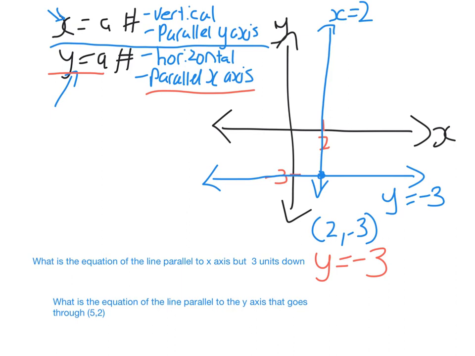So if I'm asked the question, what is the equation of the line parallel to the y-axis that goes through the point 5, 2? So remember, parallel to the y-axis means it's going to be one of these, x equals something, just a number. Now, because it goes through the point 5, 2, the x-coordinate is 5, so x would have to equal 5. That would be the equation of the line, and it would be perfectly vertical. So these are special cases that you need to know of.